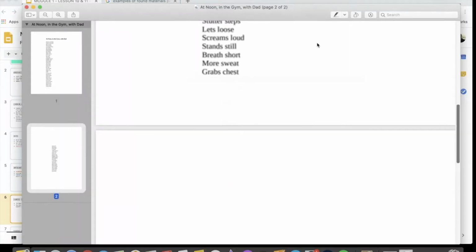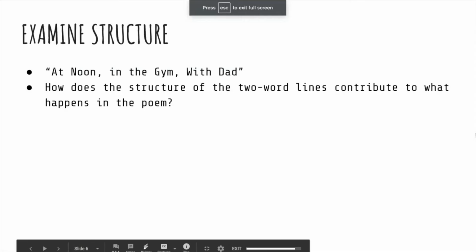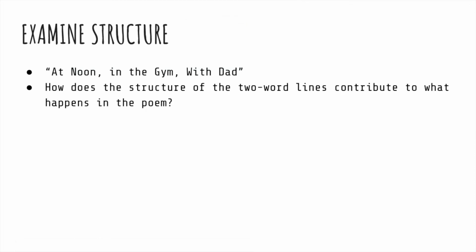So hopefully you are slowly understanding why it is like that. And as you can see, the question is, how does the structure of the 2-word lines contribute to what happens in the poem? It helps the pacing, helps the rhythm, right? And the rhythm helps show you what Josh is feeling in the moment. So hopefully you are slowly understanding that.